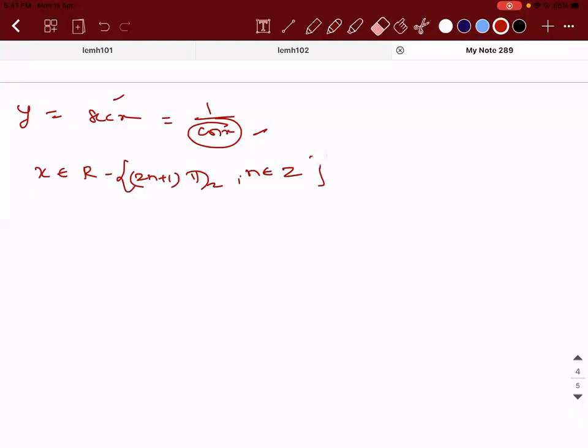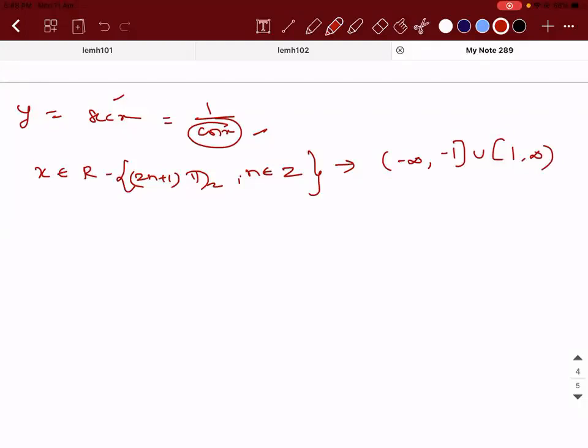Then what will be the output values you will get? It is the same as that of cosecant x. See, because if you see the range of sin x and cos x, aren't they the same? Then what will be the range of the reciprocals? They'll be the same. So it will be between minus infinity to minus 1, union 1 to infinity. Correct?